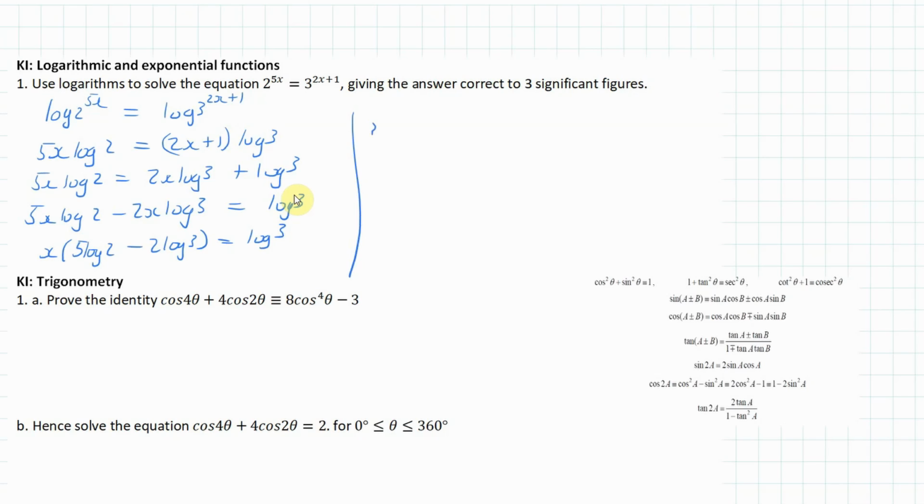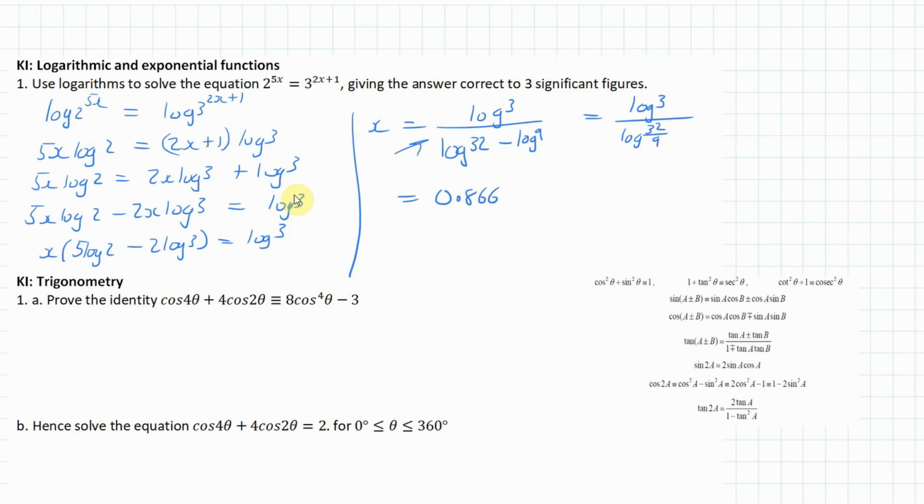Then the next line I divide, so I get x equals log 3 over, now 5 log 2 is the same as log 2 to the 5, which is log 32, minus 2 log 3, which is the same as log 3 squared, or 9. And I guess we could rewrite that as log 3 over log of 32 over 9. And even at this point, we could just work it out on our calculator, because that's all we need to do. I'm getting 0.866. Okay.